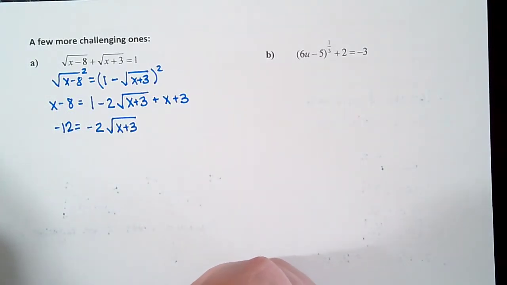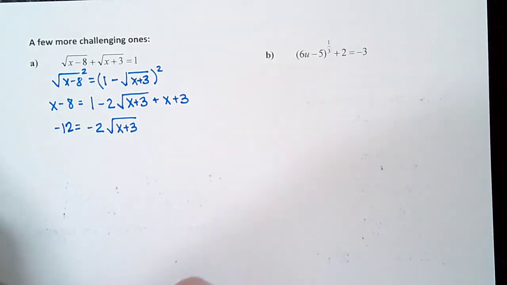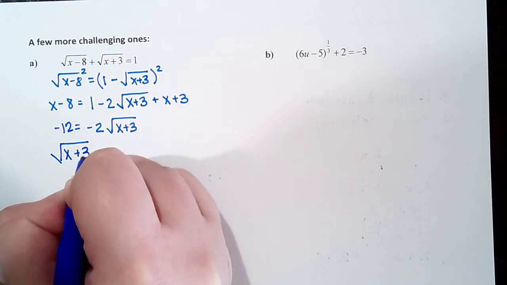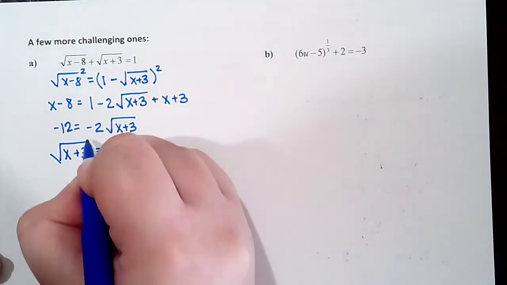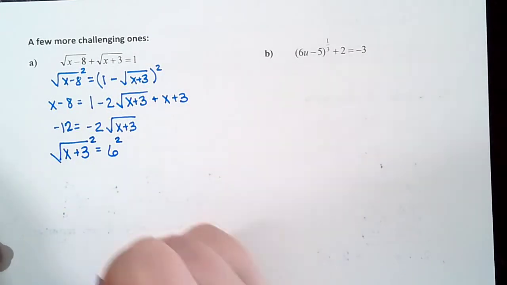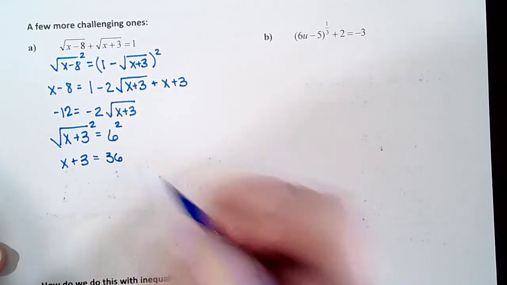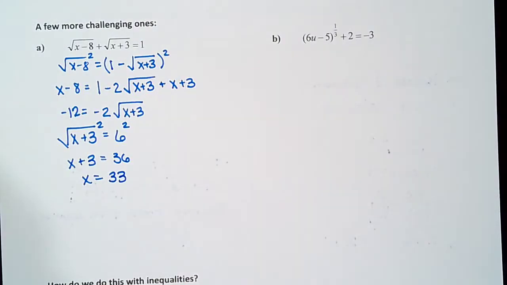From here, we've created a more simple problem that requires the same methods we were using before: isolate and eliminate. This isn't quite isolated yet. I want to divide both sides by negative 2, and then I'm actually going to move the radical to the left side. That's just how I prefer to work with things. Now I've got it isolated, let's eliminate. We're going to square both sides again, just like we did up above, because that's going to allow us to get x plus 3 equals 36, and x equals 33.